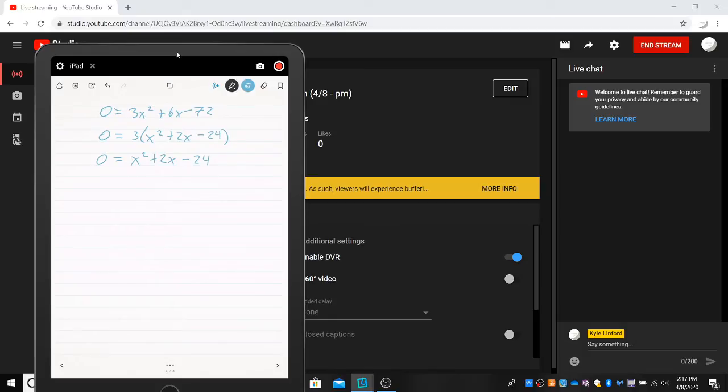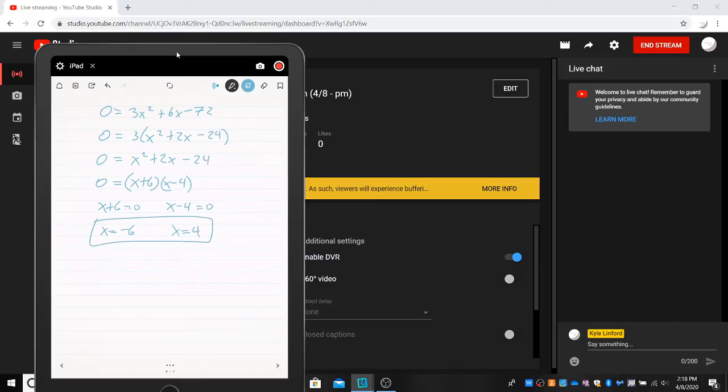Maybe we'll try the zero product property. Let's see if that works. Let's see what multiplies to give us negative 24 but adds to give us 2. I'm thinking 6 and negative 4. So x plus 6, x minus 4. These factors should work. And again, if you can break it down, you can set each of these factors equal to 0. So x plus 6 equals 0, and x minus 4 equals 0. So what could the x's be? Well, x could be negative 6, and x could be 4.